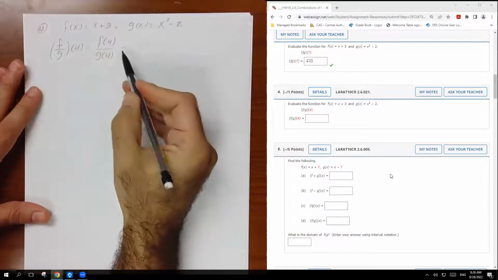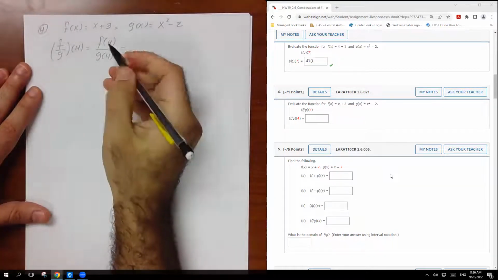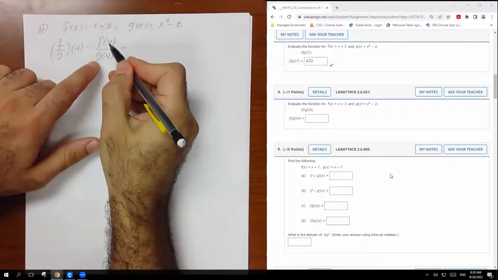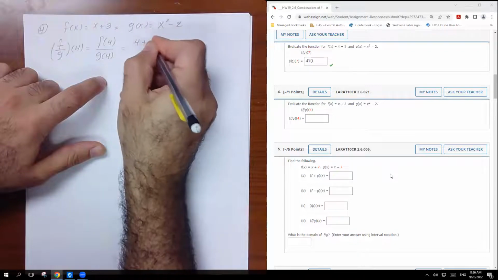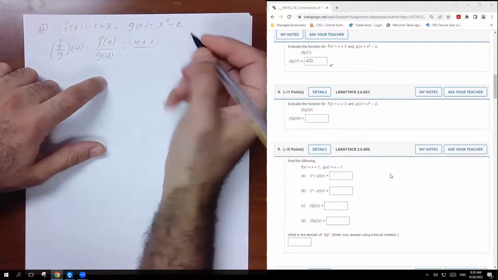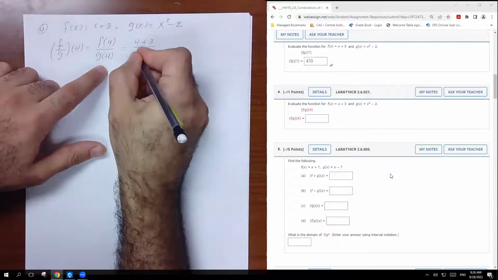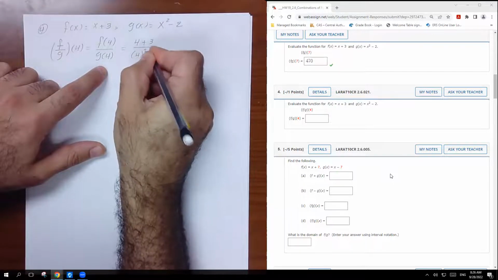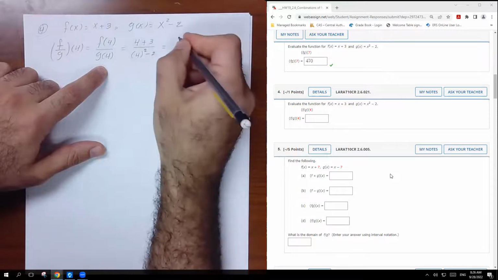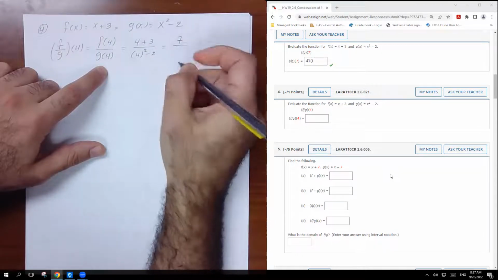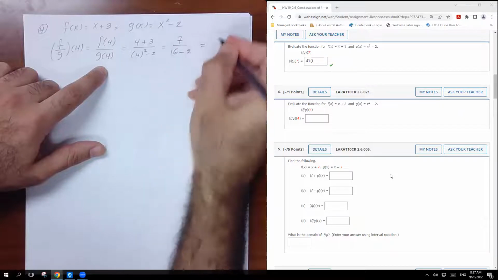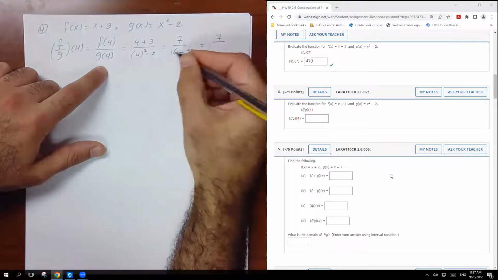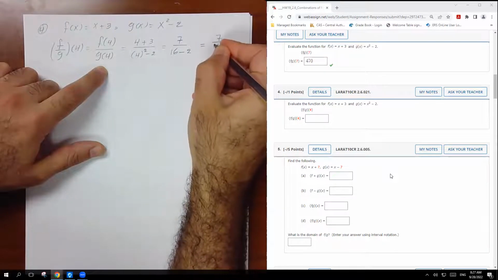That means you're going to plug in 4 in the f function. So it's going to be 4 plus 3 divided by, plug in 4 in g here. So it's going to be 4 squared minus 2. That means this one is going to be 7 over 4 squared, which is 16, minus 2. This one is going to be 7 over 16 minus 2, which is 14.